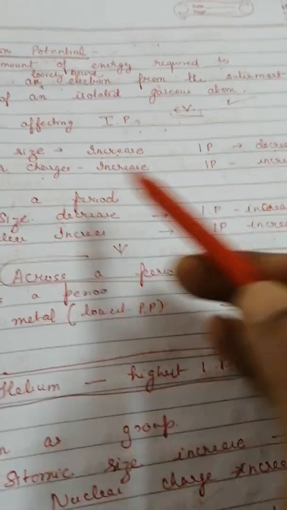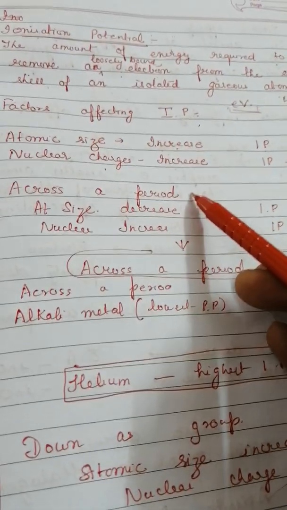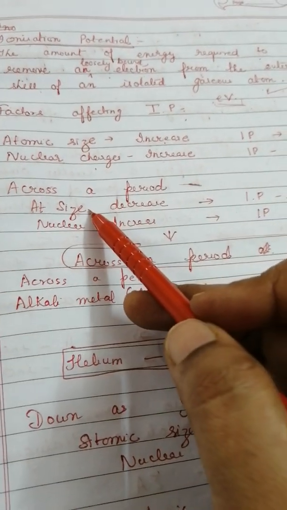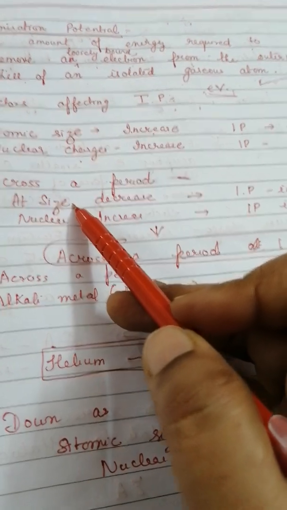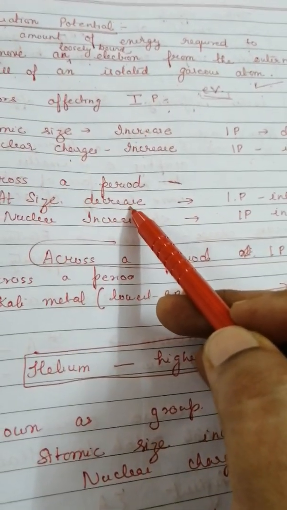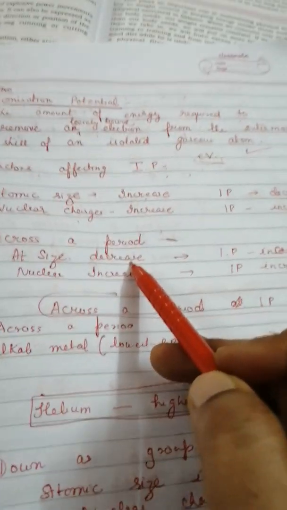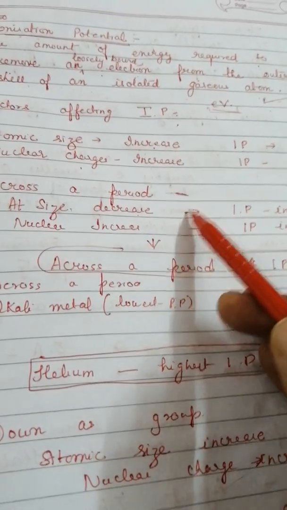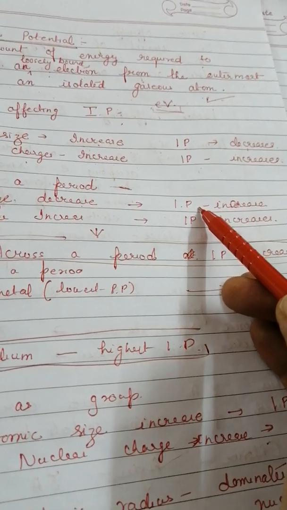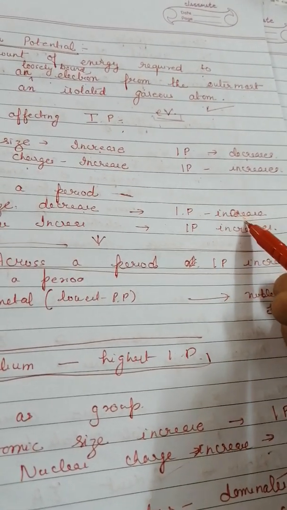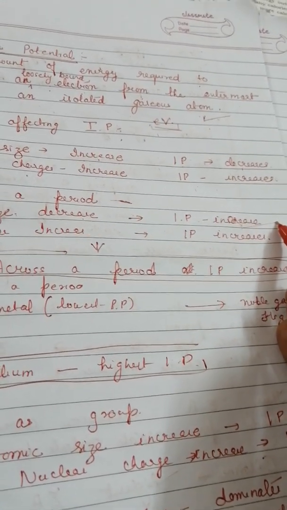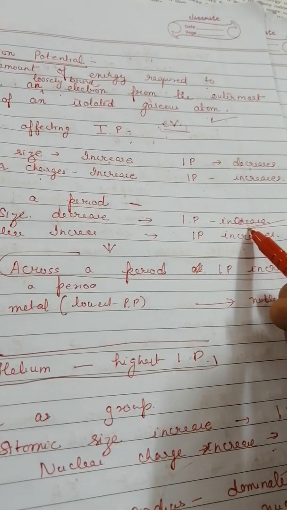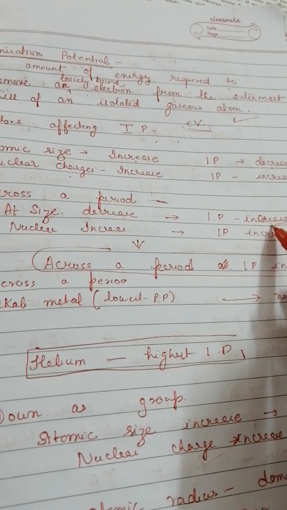Now we will be talking about how the ionization potential changes across a period. First let us see what happens to the atomic size when we move across a period. We have already done this in the previous topic: the atomic size decreases across a period. So if the atomic size decreases, what happens to the ionization potential? Ionization potential must increase. The size of the atom is small, there will be more force of attraction, so more energy will be required to remove the electron from the outermost shell.